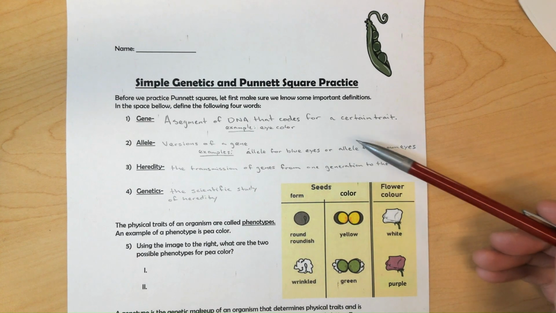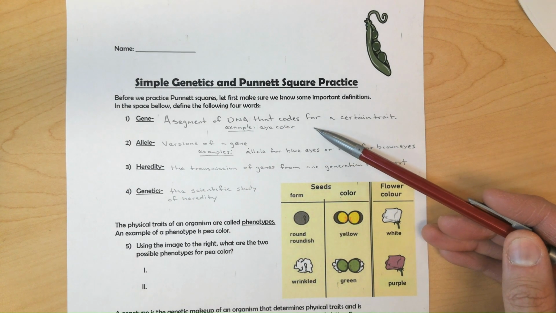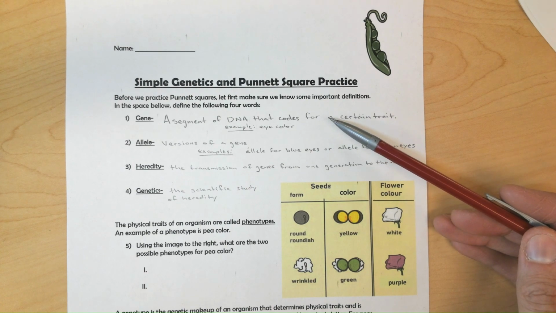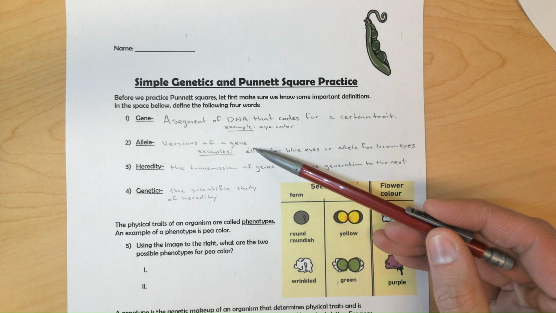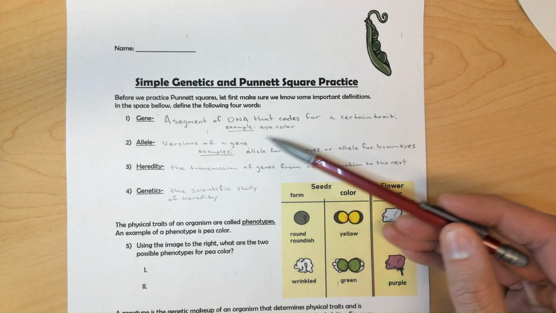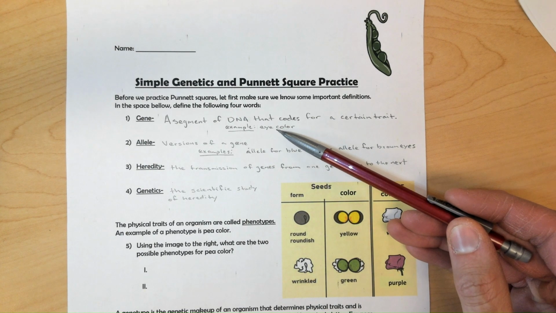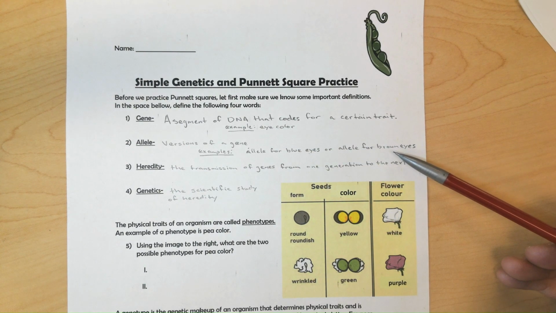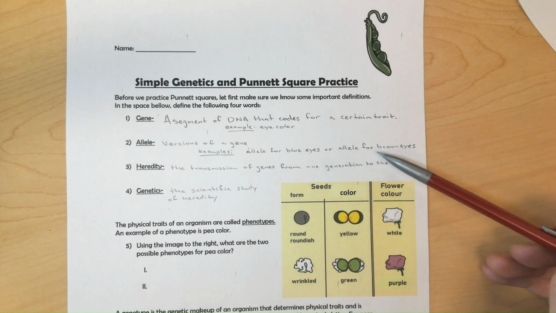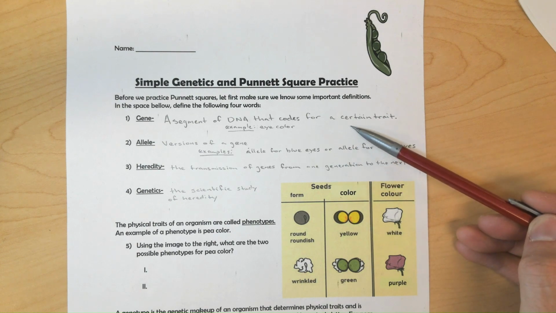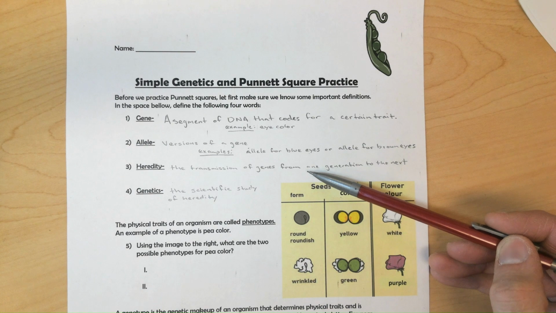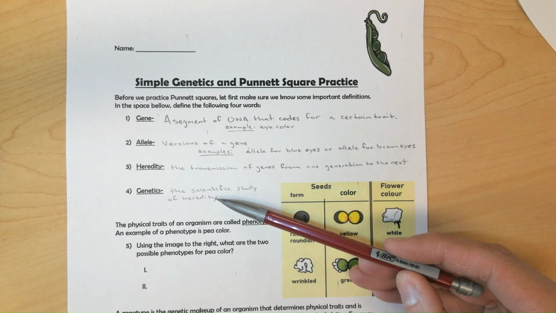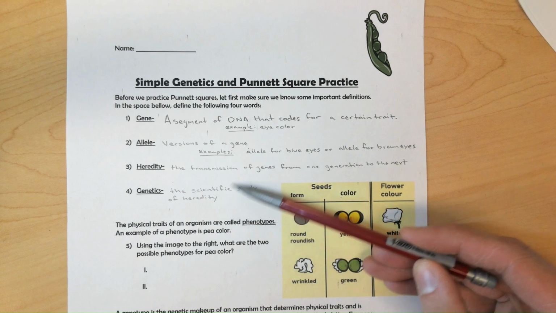So if we remember from our notes, a gene is just a segment of DNA that codes for a certain trait, such as eye color. So you can have a gene for eye color. An allele is going to be a version of that gene. So the alleles for eye color, or two examples of that, are going to be blue or brown. And there's other examples, and it can be more complex, but blue and brown are two examples of an allele for eye color. Heredity then is going to be the transmission of genes from one generation to the next, and genetics is the scientific study of heredity.